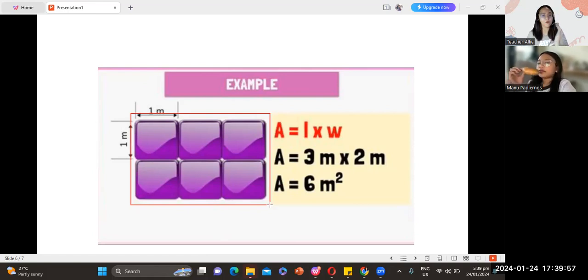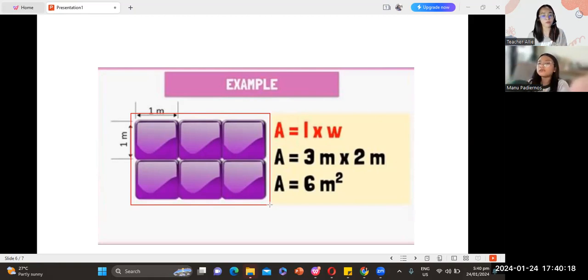For a square, you only have the sides because they're equal. But for the rectangle, it is important to know the length and the width because they are not equal. We have the short side and the long side.